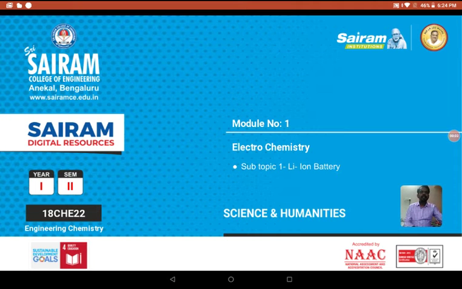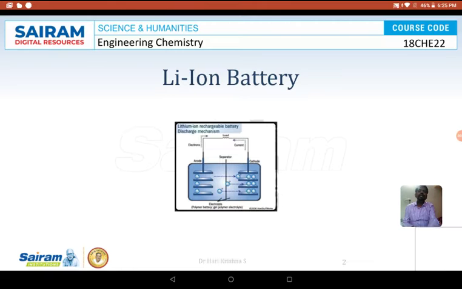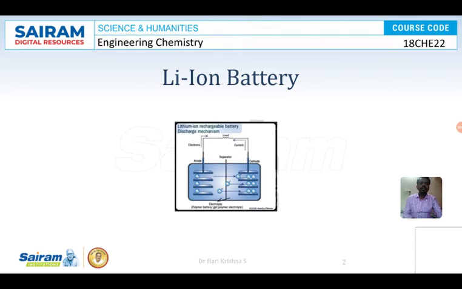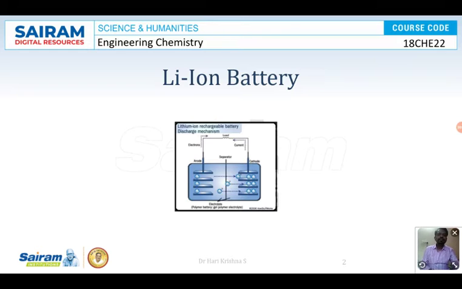We have seen the construction and working of the nickel metal hydride battery. We have a separate category of batteries called lithium batteries, where the anode is always lithium. The cathode might be graphite or any other metal. So let us see the construction and working of the lithium ion battery. The lithium ion battery belongs to the category of lithium batteries, where lithium is always the anode.